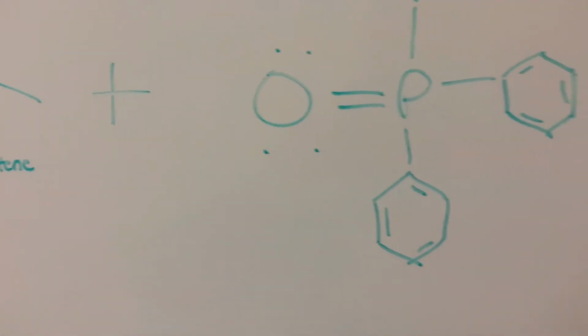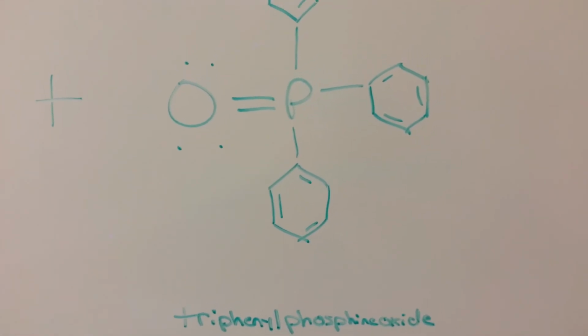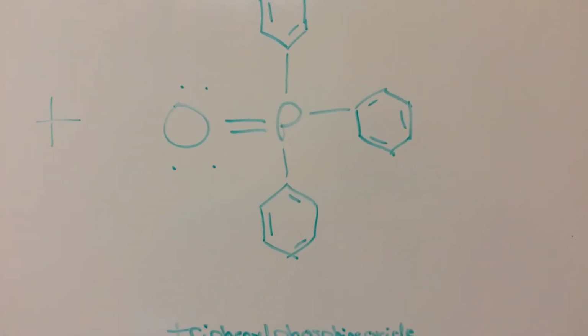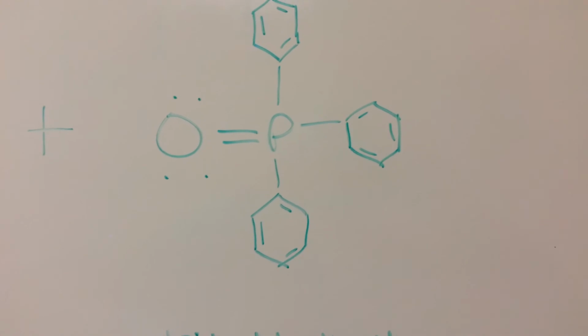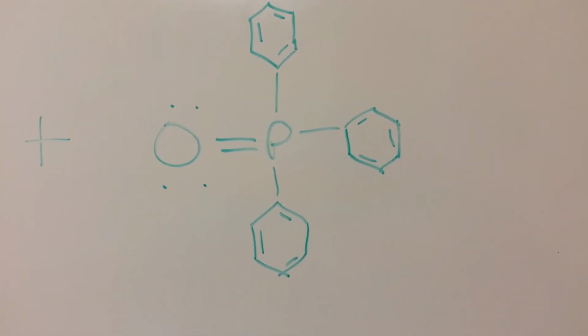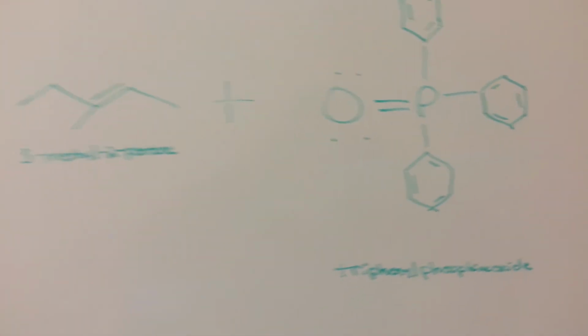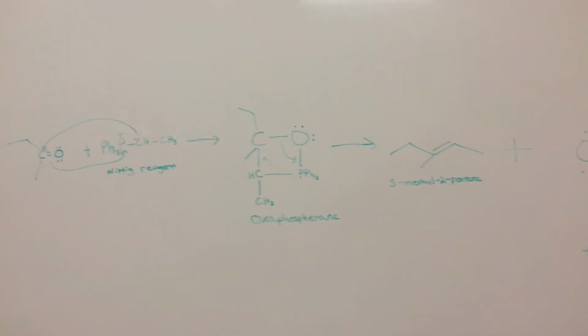and triphenylphosphine oxide. The phosphorus is double bonded to the oxygen and the 3 phenyl groups. So there is the reaction scheme as a whole.